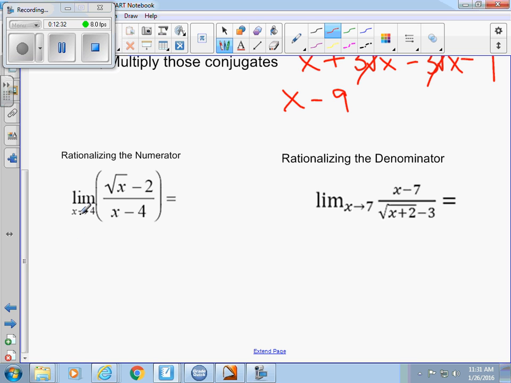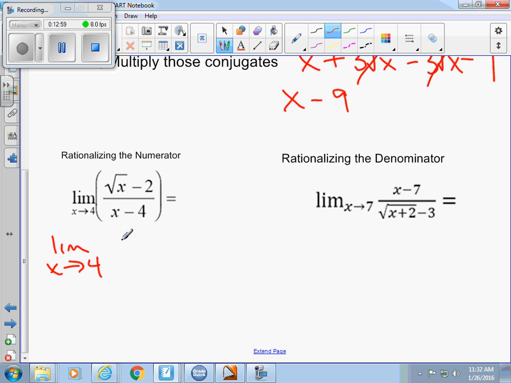And here's why. What do you get when you plug in 4? 0 over 0, which means there's a hole. I'm going to walk through my options. Do you see anything that factors? No. Do you see anything that expands? No. Do you see any fractions? No. But do I see square roots? So this is method number 4: conjugates. When you see square roots, I would like to get rid of them.